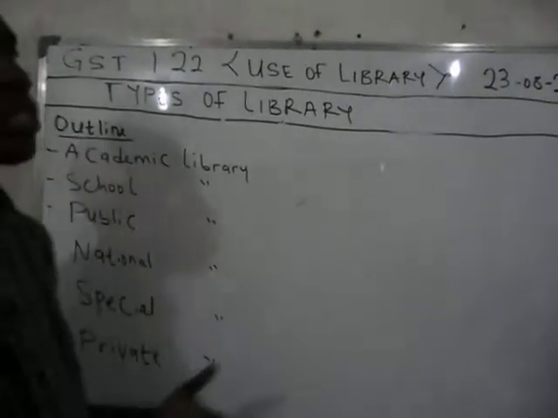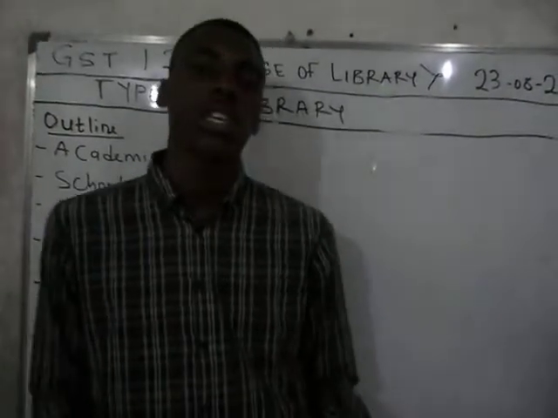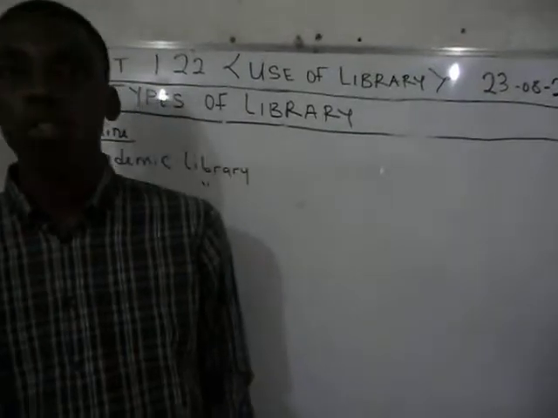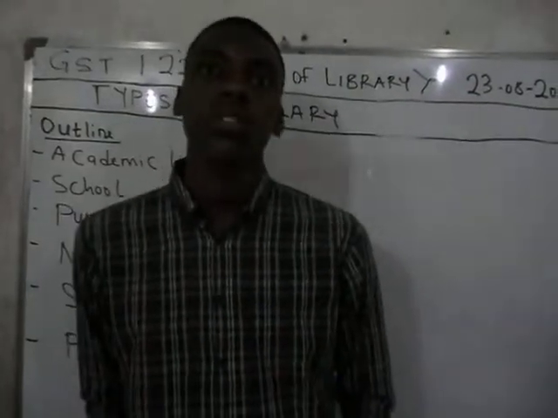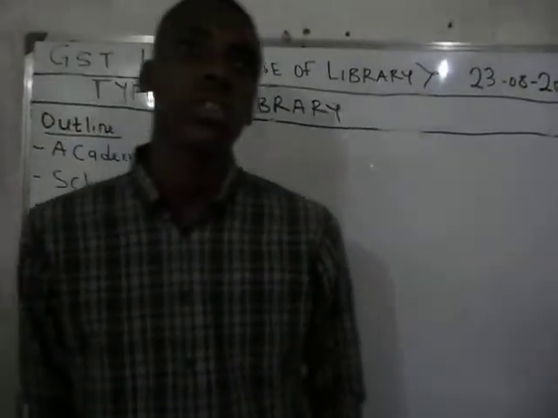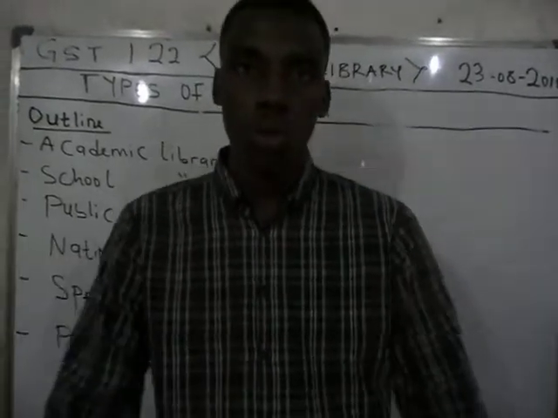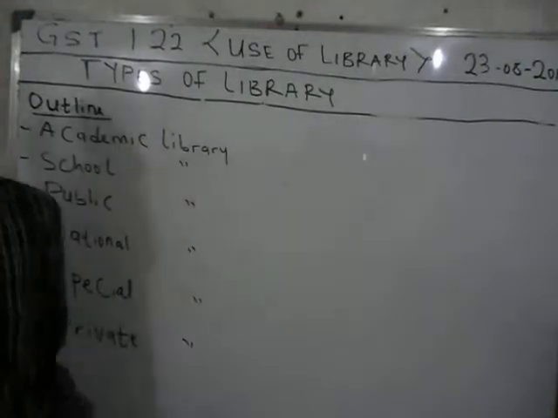As we all know, we defined the library in our previous class as what? A collection of books and resource materials. And these materials are made for what? Reading, study, and consultation.